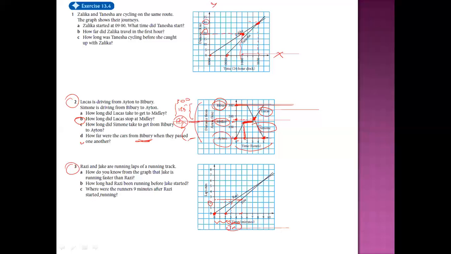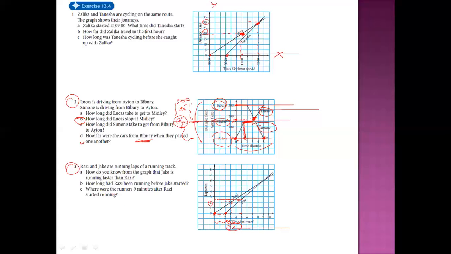Okay, how long had Razi been running before Jake started? Before Jake started, he was running 2 minutes. Yes, Jake started after 2 minutes from Razi.